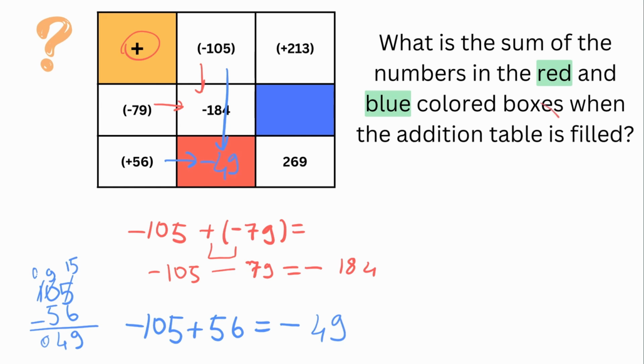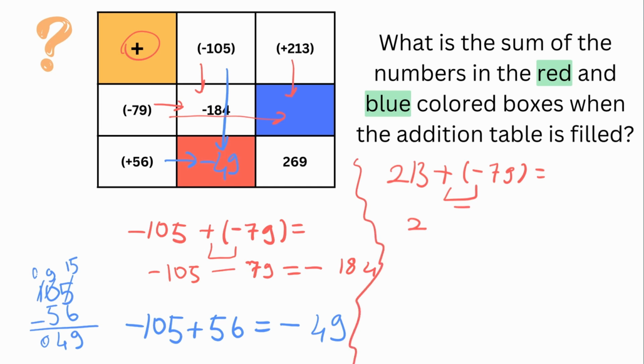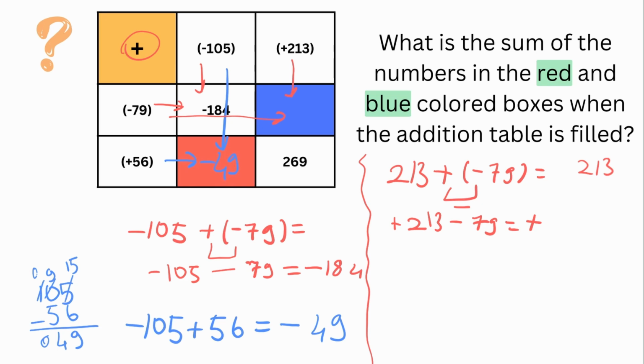Now let's find the blue box. To find the blue box, we need to add these two numbers. 213 plus negative 79. Positive times negative will give us negative. So 213 minus 79. Sign of the largest, which is positive. If we don't have anything, it means that the number is positive.